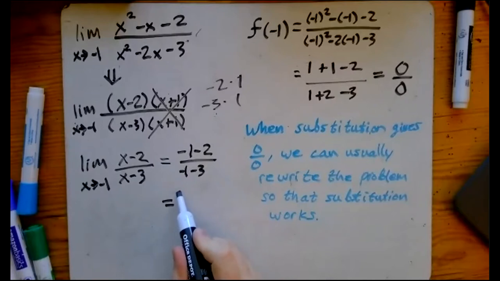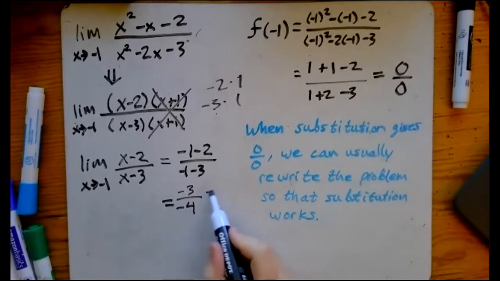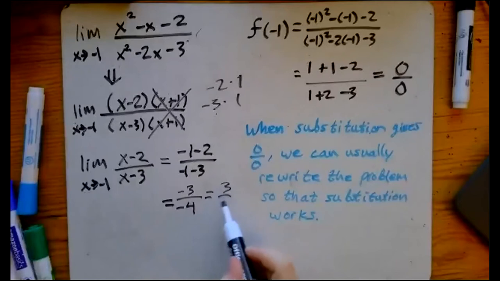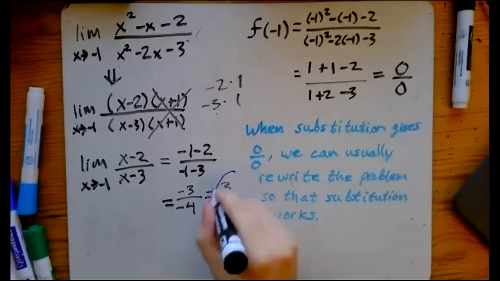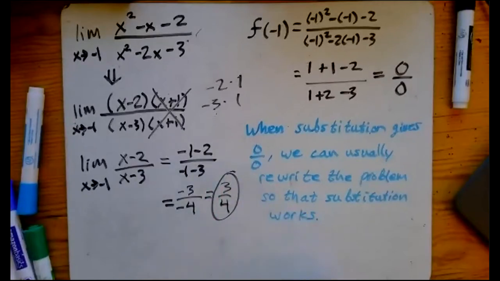It'd be negative 3 and negative 4, which will simplify to 3 over... There we go. So again, our method of first resort when finding a limit is to just try plugging it in. See what you get. If you get just a number, great, you're done.